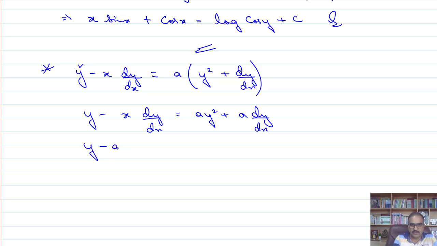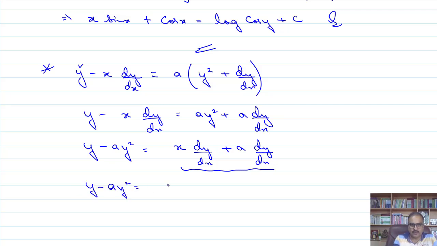y minus a y squared is equal to x dy by dx plus a times dy by dx. So I can take dy by dx common from these two terms. So y minus a y squared is equal to (x plus a) into dy by dx.